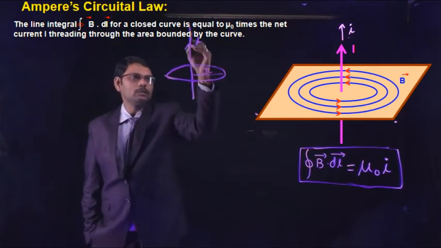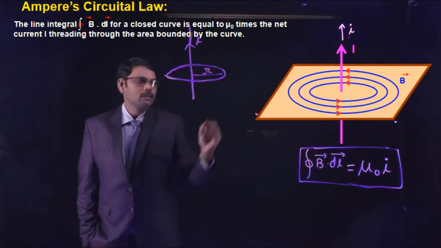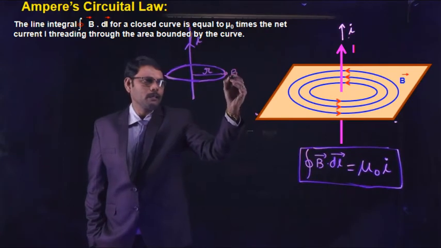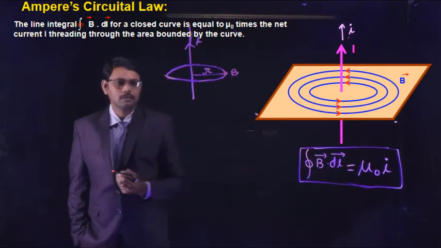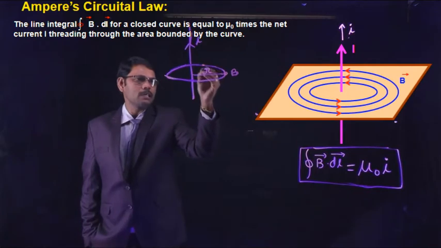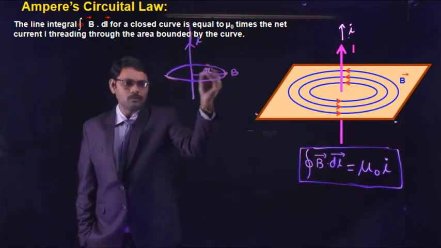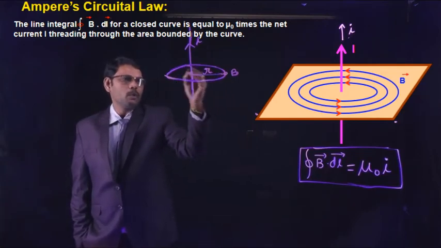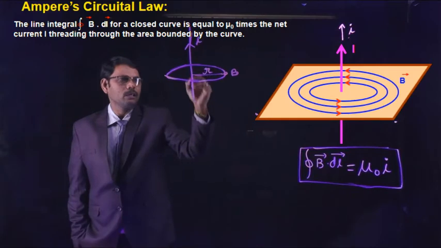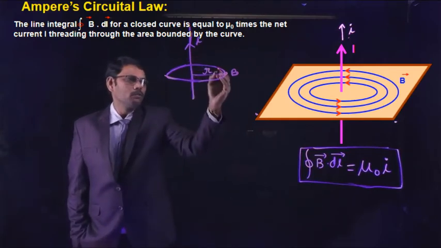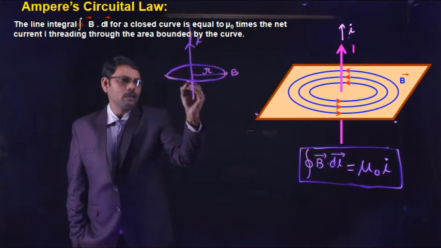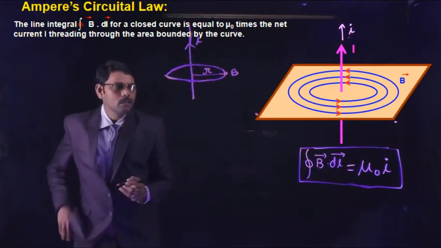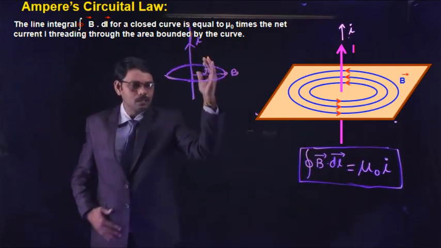Due to this straight current carrying wire, there exists magnetic field B. This B is constant in magnitude at each and every point of the loop. We understood this because this is a circle. Each and every point on the circle is at the same distance r from the current carrying wire. So any point on the periphery of the loop is at equal distance from the wire. Due to this, the magnetic field magnitude is constant.